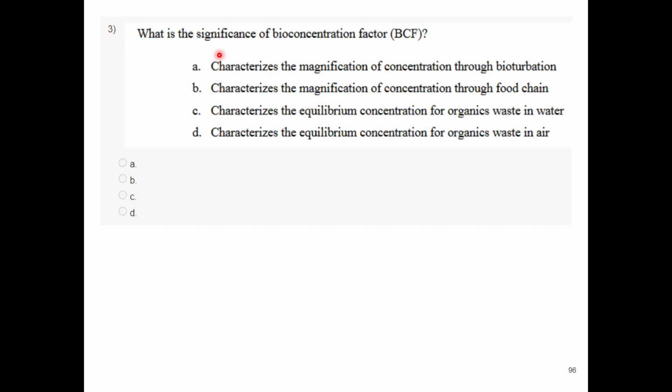Third question: what is the significance of bioconcentration factor, BCF? A. It characterizes the magnification of concentration through bioturbation. B. It characterizes the magnification of concentration through food chain. C. It characterizes the equilibrium concentration for organic waste in water. D. It characterizes the equilibrium concentration for organic waste in air. So out of A, B, C, D, which is the correct option?